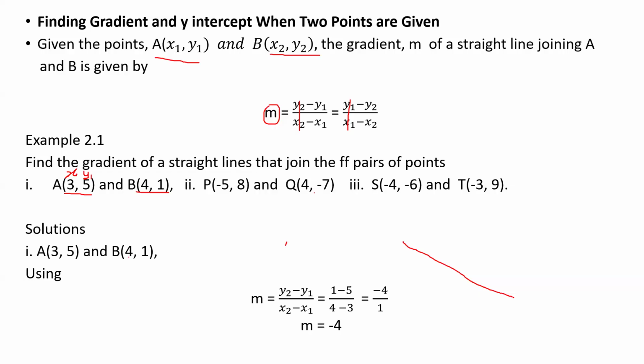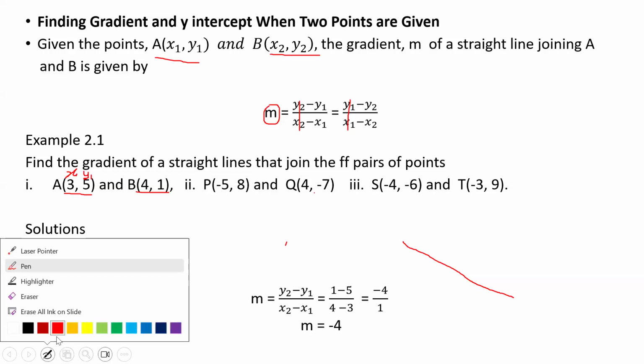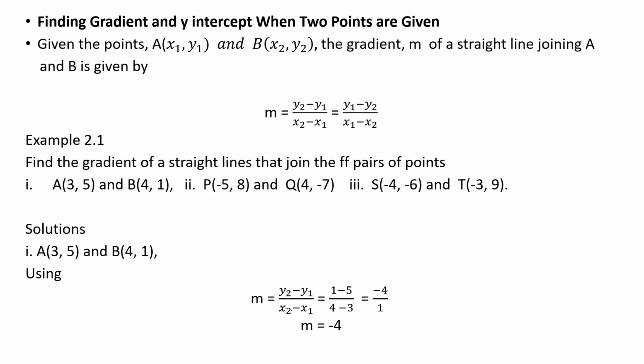Yes, please. Now let's look at the second one. What is x1? Minus 5. x2 is 4. Okay, that's good. So you know x1, x2, y1, y2. So let's put them in this formula: y2 minus y1 all over x2 minus x1.